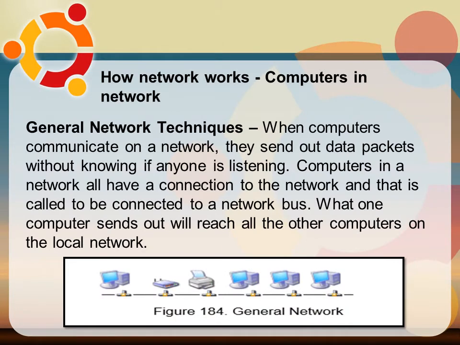So how do networks and computers communicate? General network techniques. When computers communicate on a network, they send out data packets without knowing if anyone is listening. Computers in a network all have a connection to the network, and that is called being connected to a network bus. What one computer sends out will reach all the other computers on the local network.